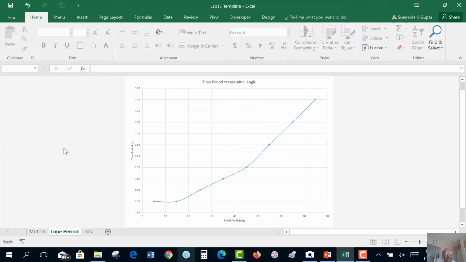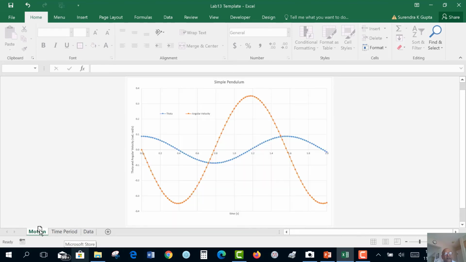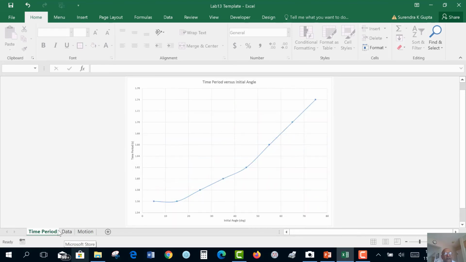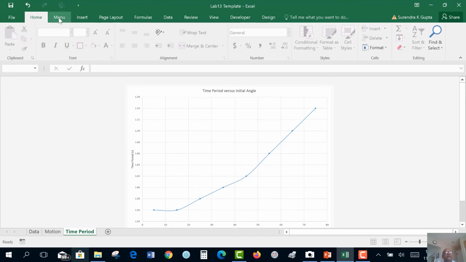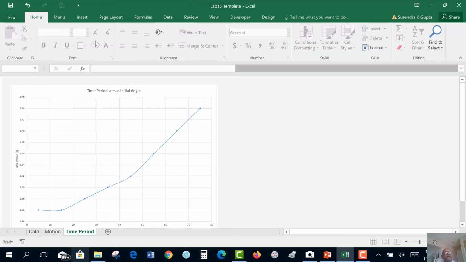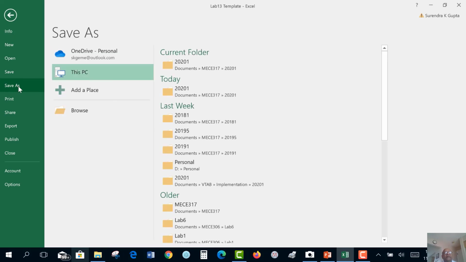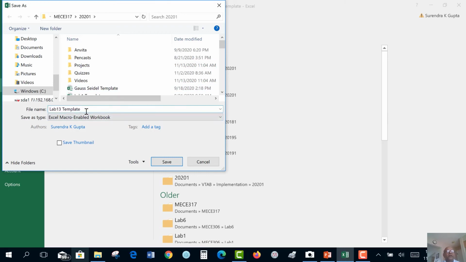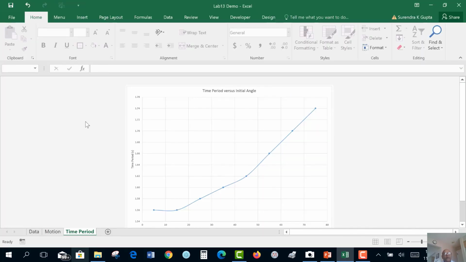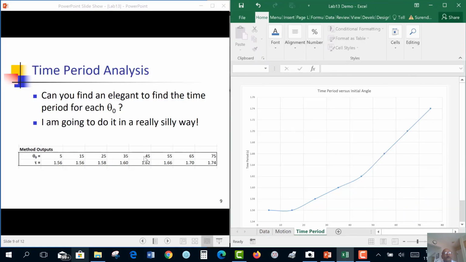And that's it, folks. Let's just position these in the order we have done them. And we save it. So file, save as. So instead of template, I'm going to just say demo. Okay, folks.